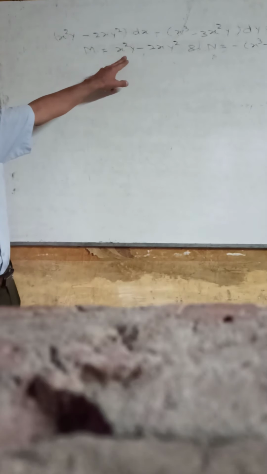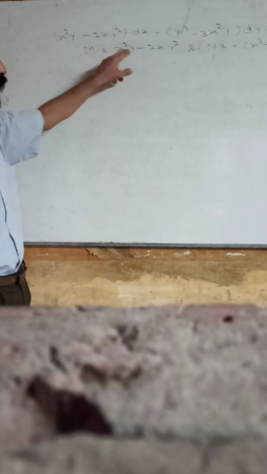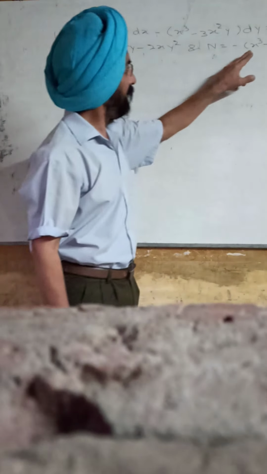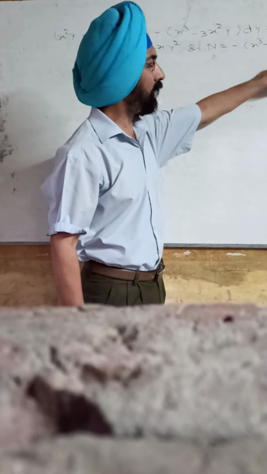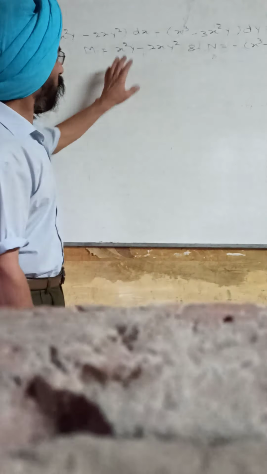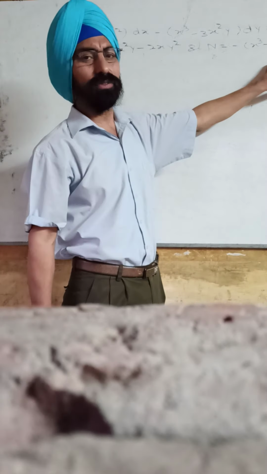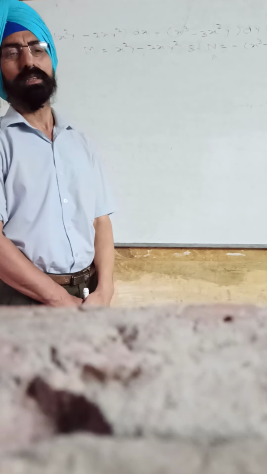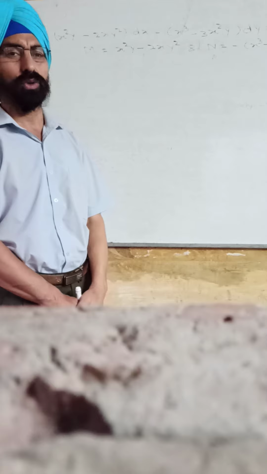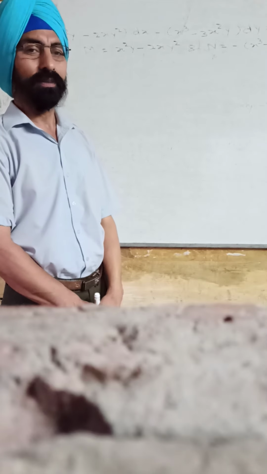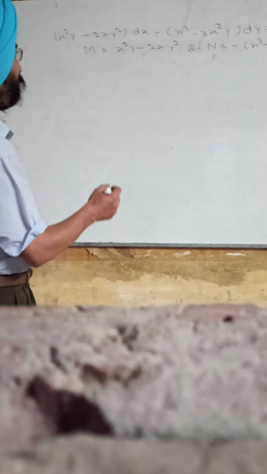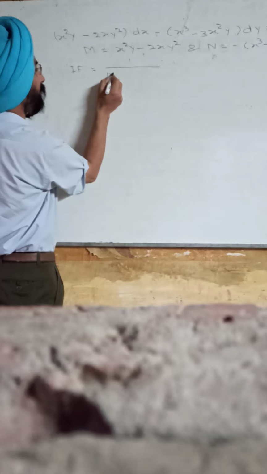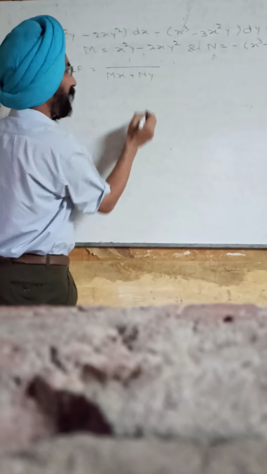This term has degree 3: 2 from here, 1 from here, so total degree is 3. Here again 1 plus 2, the degree is 3. And once again here 2 plus 1, the degree is 3. That means all the terms in M and N are of the same degree 3. That means this is a homogeneous differential equation of the type M dx plus N dy is equal to 0, which is not exact. So what will be the integrating factor? The integrating factor in this case will be 1 upon Mx plus Ny.